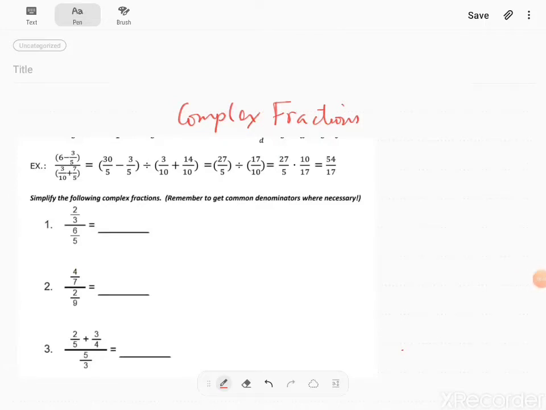Hello, my dear students. Let's learn complex fractions today. So, we'll first try with simple numbers and then we'll project them to the actual rational expressions. If you see the first page of the handout, it is all numbers here.